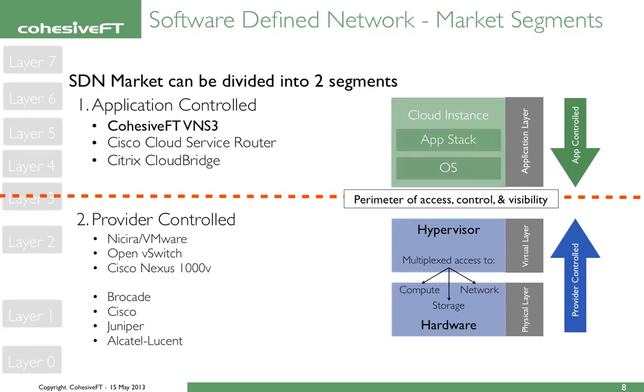Below that, we see the second market segment, which is provider-controlled software-defined networking, with vendors such as VMware with Nicira, Open vSwitch, or even a Cisco Nexus 1000V. And other big vendors are playing in this area as well, such as Brocade, Cisco, Juniper, and Alcatel-Lucent. These are provider-controlled software-defined networking solutions, and these usually sit on the physical layer in the hardware or in the virtual layer within the hypervisor. Again, important to note that these are below the perimeter of access control and visibility.